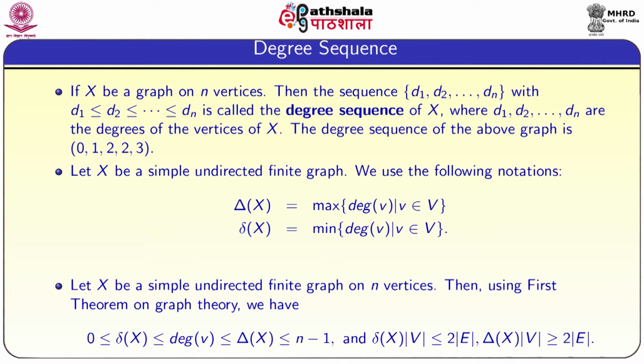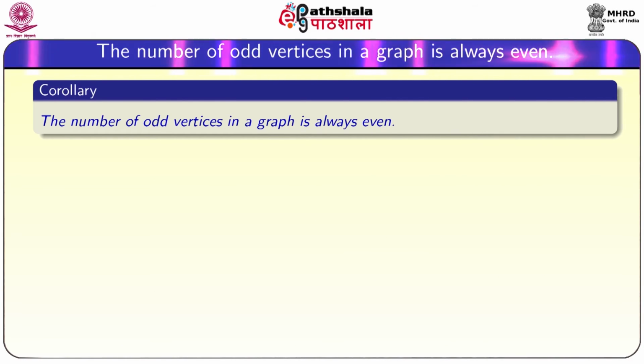Note that we are here assuming X is a simple undirected finite graph on n vertices, and small delta of X times |V| is less than or equal to 2e, 2 times the number of edges, and capital delta of X times |V| is greater than or equal to 2 times the number of edges. The number of odd vertices in a graph is always even. So the corollary: the number of odd vertices in a graph is always even.